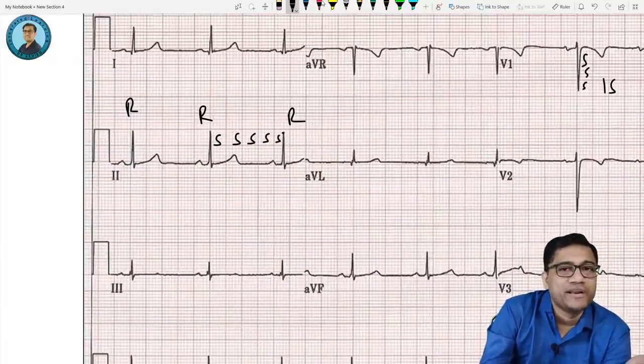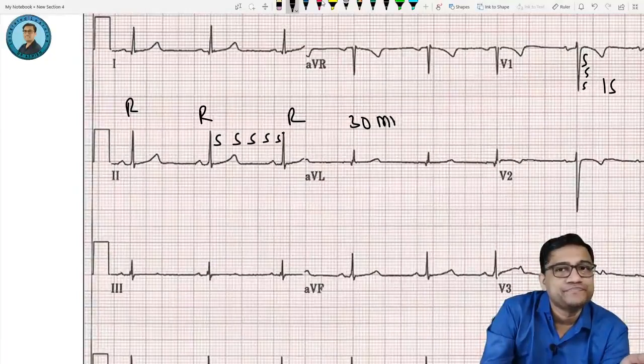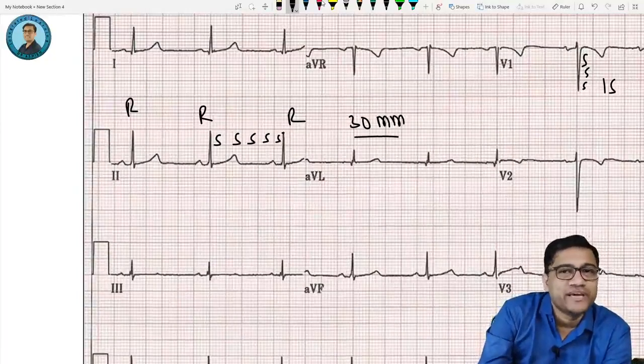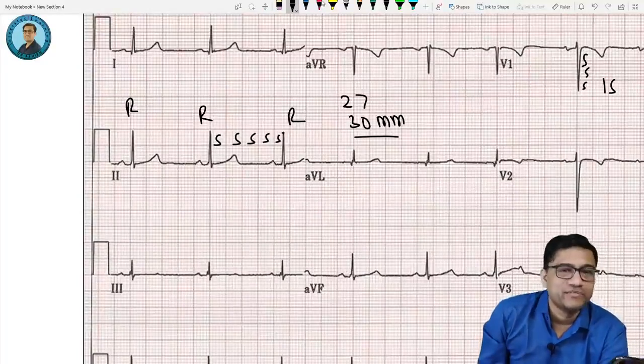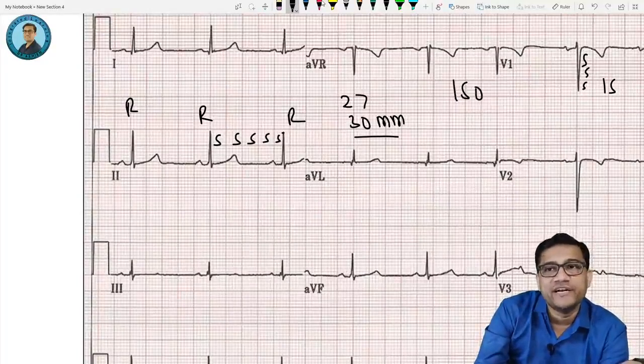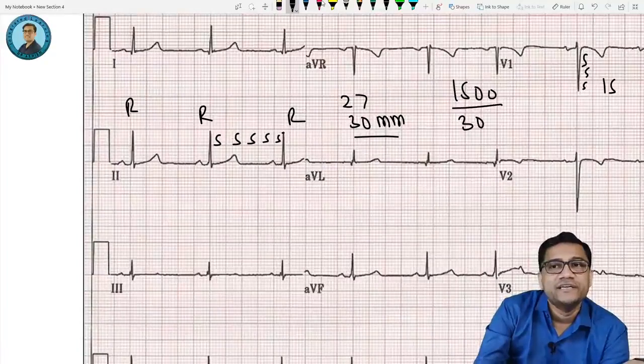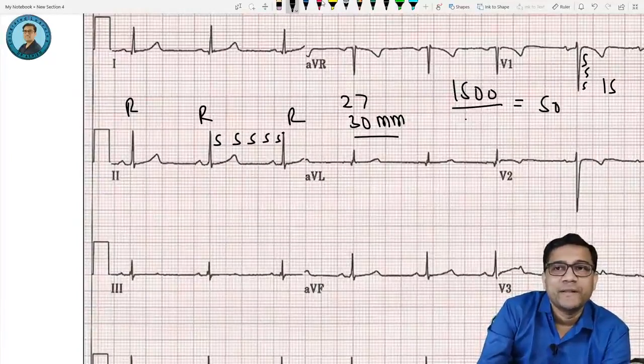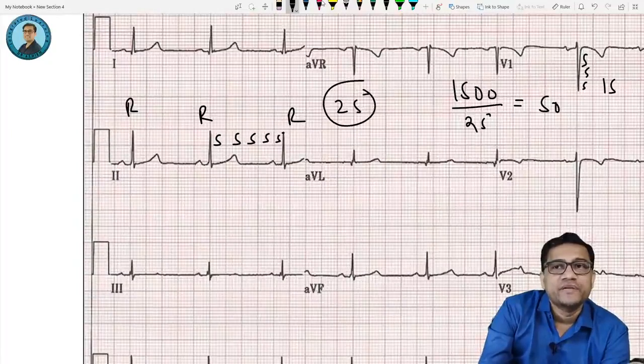Sometimes you have to accept an easy shortcut, children. So I take 30. Someone says, no sir, we'll take 27. Okay, take 27. So let's calculate 1500 by 30. How much? 50. Some are taking 25, okay, take 25. How much will it come to?